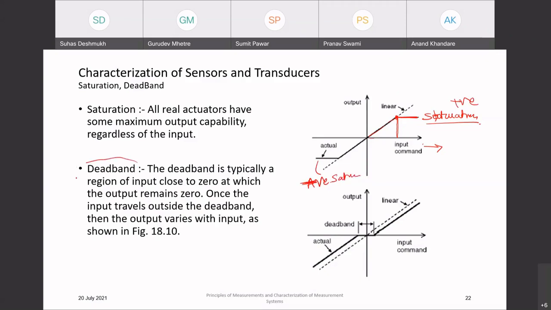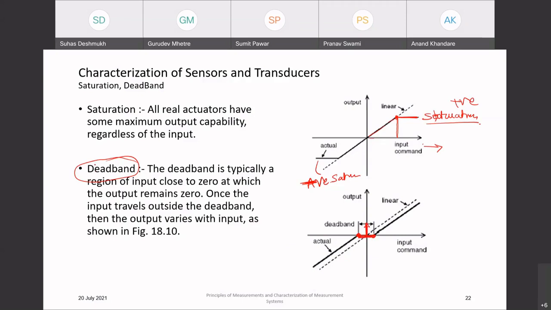Another one is the dead band. In this dead band, what happens? If I create any change between this point and this point, it is not showing any kind of output.